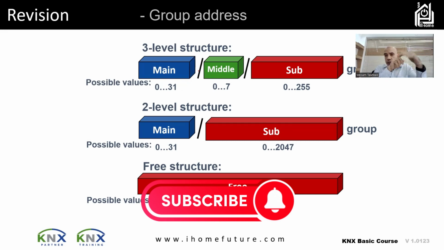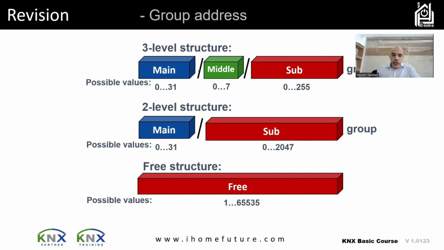A group address can have different naming structure. So you can have a free structure, okay, or a categorized structure. A categorized structure might be a 3-level structure. So I have a main level, then a middle level, then sub, where I put the group address. Or I can have a 2-level structure, so main level and sub level, or a 3-level structure.